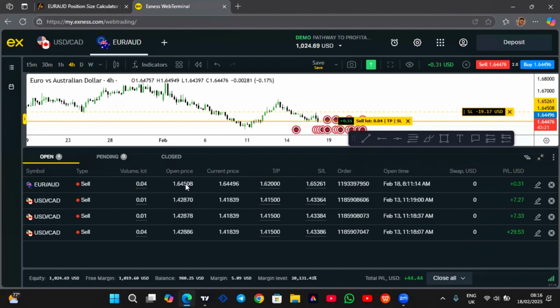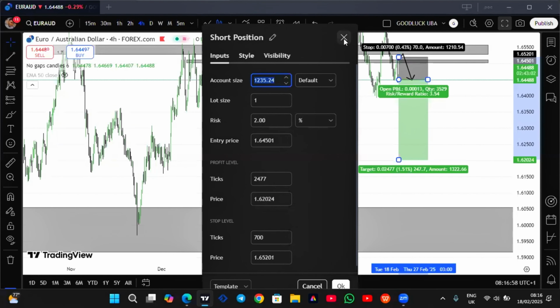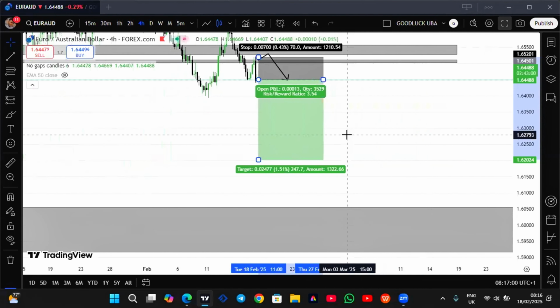I like making everything to align. So since my open price is here, I'll go ahead to my TradingView and modify my position size 2. That's my position 2, that's my sell 2. Let me show you what I'm trying to say. Open price is 1.64508. I'll go to my TradingView. Then I'll just double click on this thing.